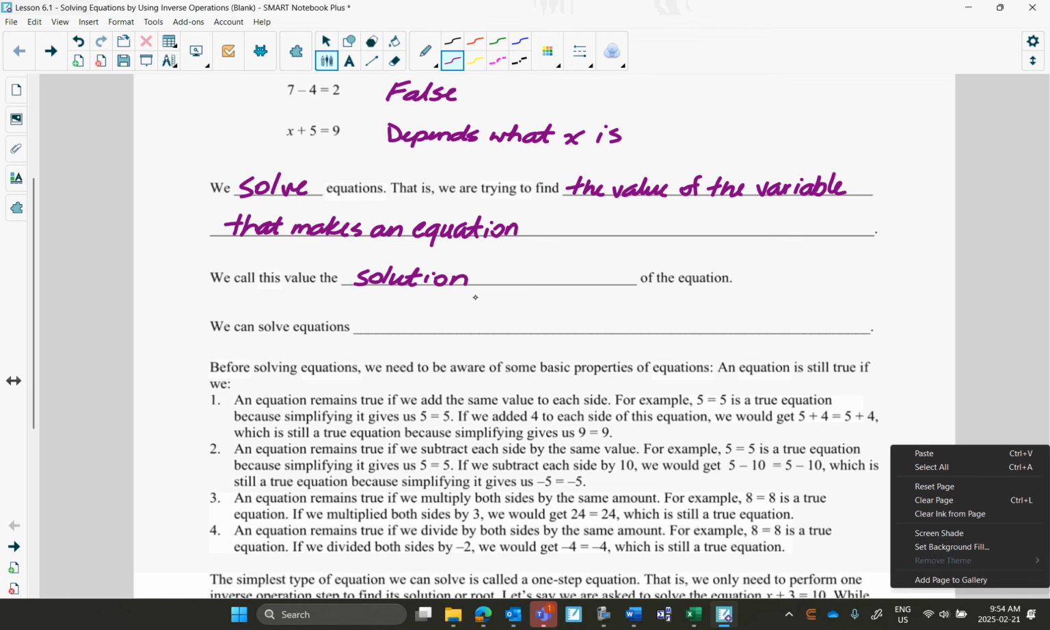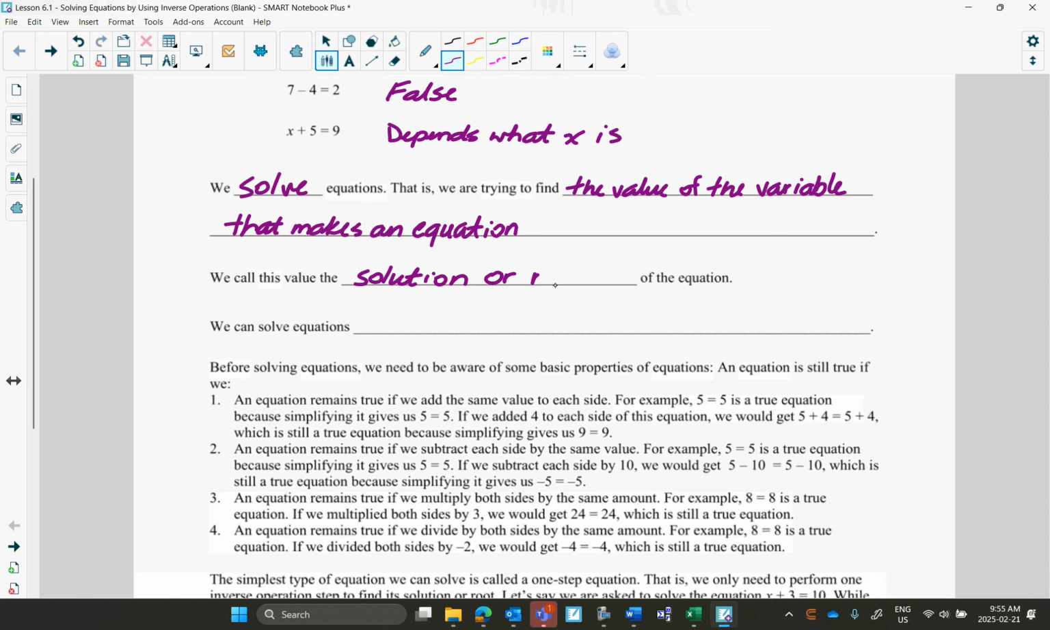Another word that you probably haven't heard before when we talk about solving equations, we can also call them a root. That's not to be confused with square roots. It has nothing to do with square roots. Okay? When we find the answer to an equation, we're either finding the solution or we're finding the root. But we'll stick with solution for this year. Okay? But as we move up into later math courses, we're actually going to be using this word.